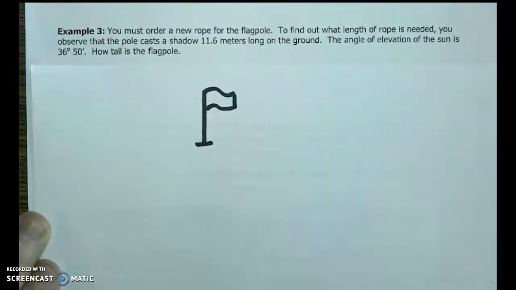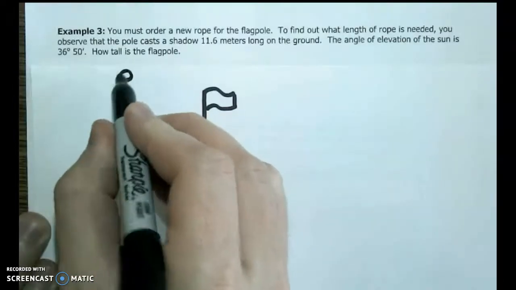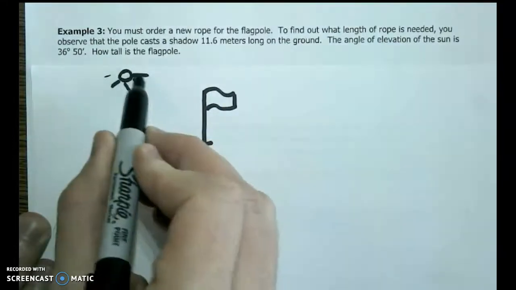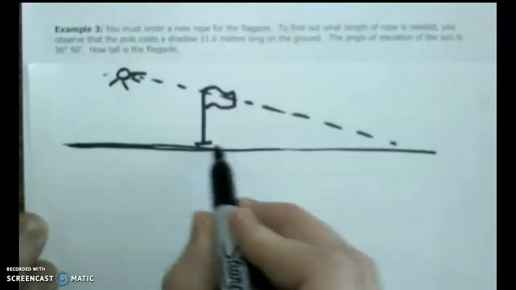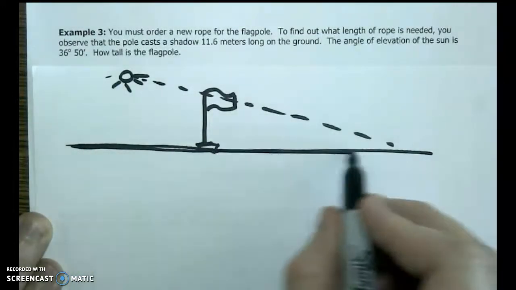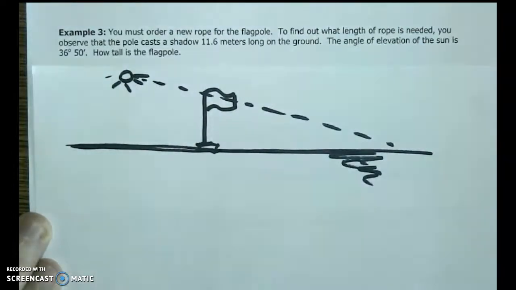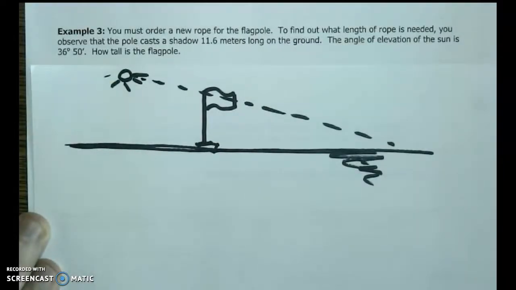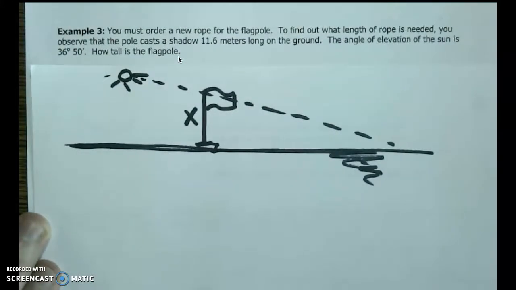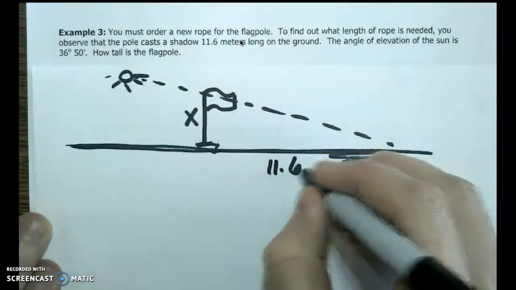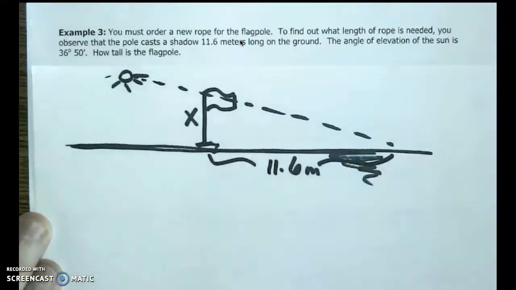Okay, so we have a flagpole, and then we have the sun, which is casting a shadow on the ground. So here we have a shadow of the flag. We want to know how tall is the flagpole, so I'm going to call that height x. It says the shadow is 11.6 meters long, so that would be the horizontal distance.